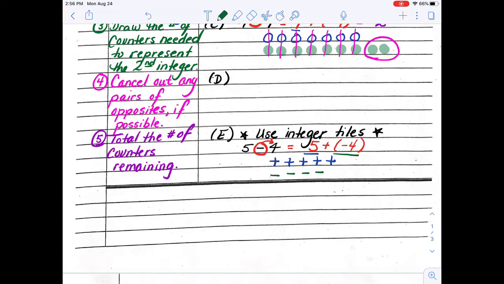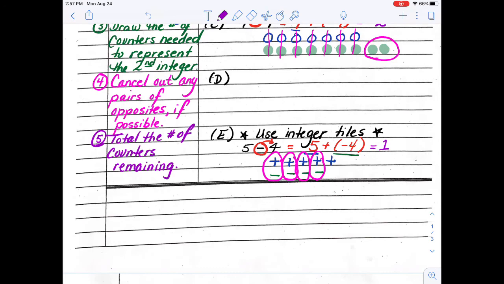Now remember, the only thing is, when I'm using integer tiles, we do not cross out or cancel out the opposites. We circle them. Otherwise, we turn those negatives into things that look like positive, which they're not. So I'm going ahead and just circling those opposites, circling them because they're becoming big zeros. They cancel out. Now, this makes it very easy for me to see exactly the fact I have one positive left. So my answer is +1.